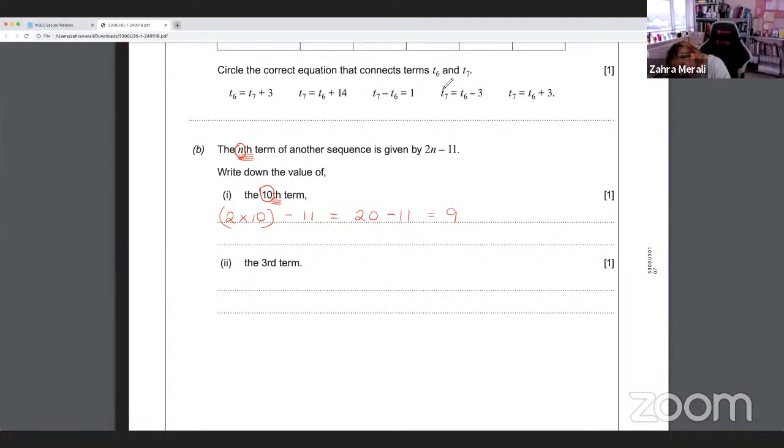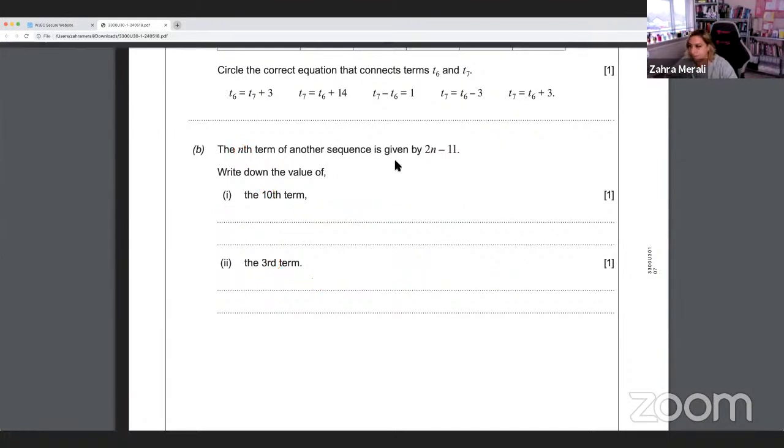The third term is putting 3 into here. So it's going to be 2 times 3 minus 11. So 6 minus 11. And that's because you're going past the 0, it's going to become negative, and you're going to get minus 5. Okay, let's have a look at another question.